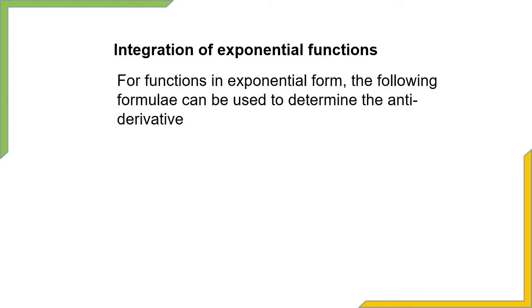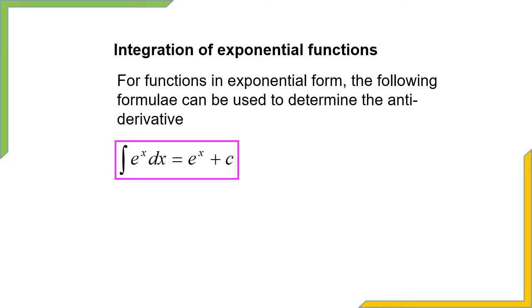Okay, let's continue with the next part of this lecture, which is integration of exponential functions. For exponential functions, we either have a simple power of x, or we have a function at the top as an index. For a function in exponential form, the following formulae can be used to determine the antiderivative. The first one is the integration of e to the power of x. Here we only have a simple power of x. So the integration here will be the original function, which is e to the power of x plus c.